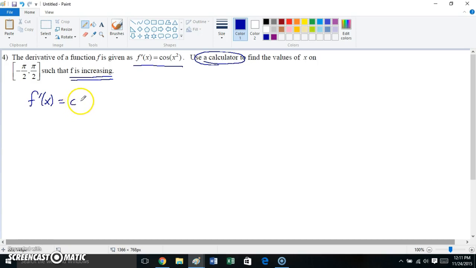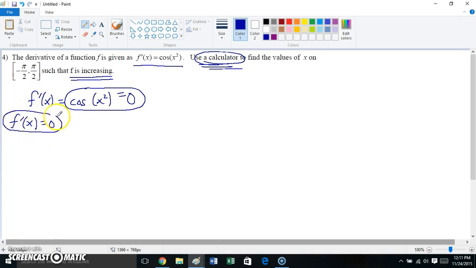We need to set it equal to 0. Okay, so even though this is a calculator question, on the AP exam, what they would like to see is that you actually set the derivative equal to 0. You can either say the cosine of x squared is equal to 0, or you can say f prime of x is equal to 0. By doing that, the AP reader knows that you are now going to use your calculator to graph and find the zeros.